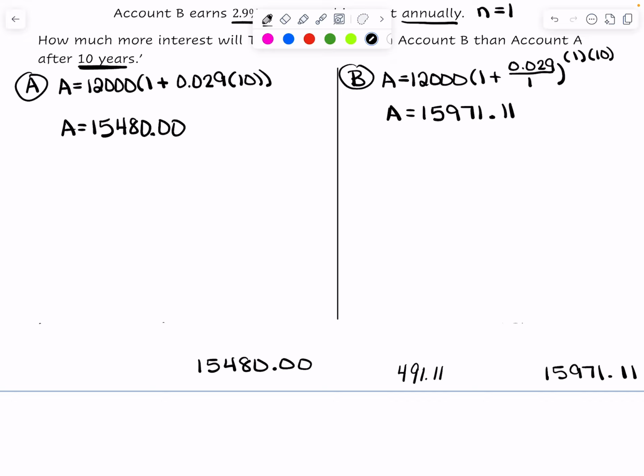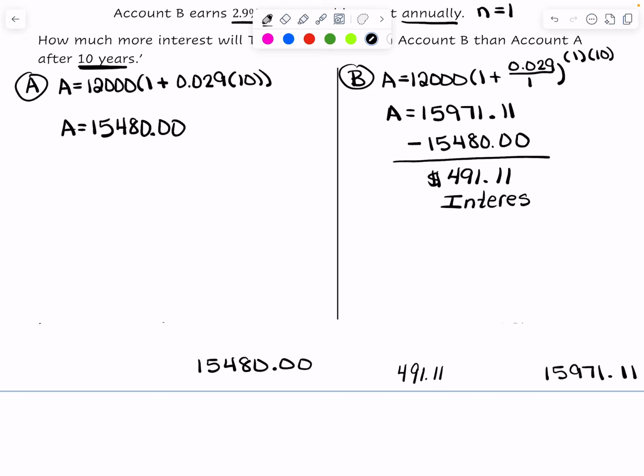So now to find the difference of these 2 accounts, we're just going to subtract them. So I'm going to take $15,971.11 and I am going to subtract $15,480, which she got from account A. And our answer is $491.11 more interest in account B.